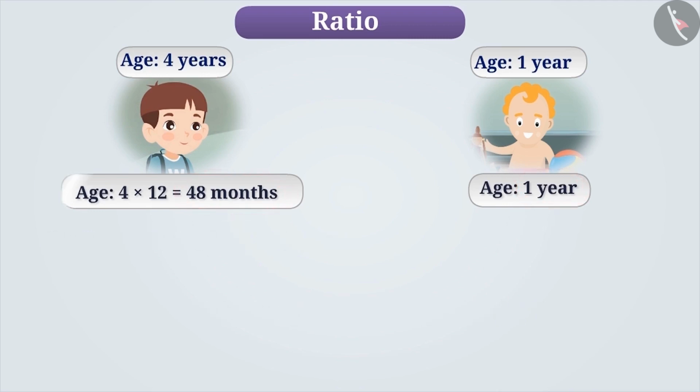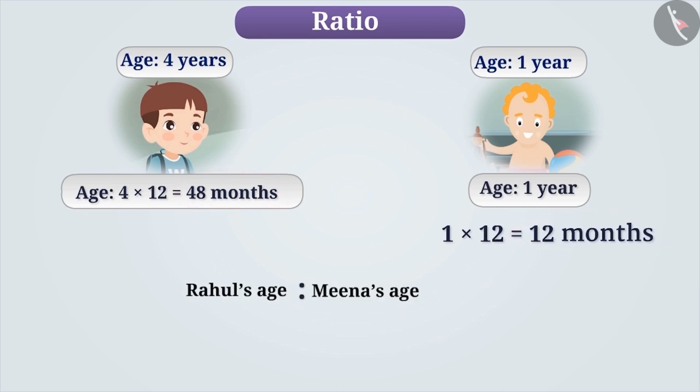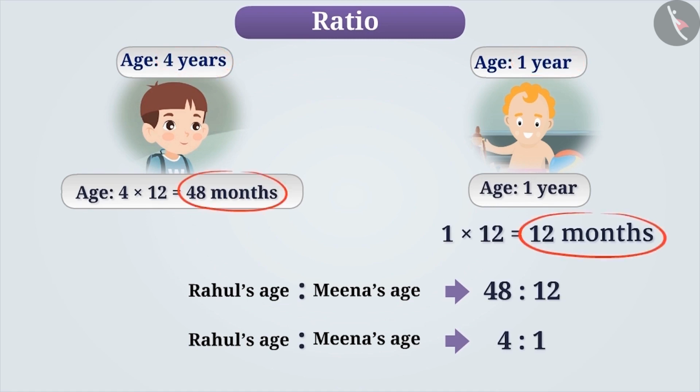Similarly, we can also get the ratio of their ages by converting the units into months. If we keep Rahul's age in months and express Meena's age too in months, then we get both their ages in the same unit. Since the units are the same, we can find the ratio of Rahul's age to Meena's age as 48:12. Now, you must have a question that when we kept the units in years and found the ratio of their ages, the result is 4:1. But when the units are kept in months, we got a ratio of 48:12. Are both these ratios equal? Think for a while.